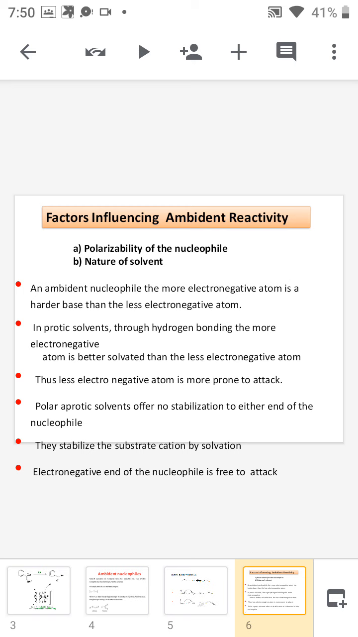So these are the factors which affect the ambident reactivity of the nucleophile. I hope that you understood the concept.